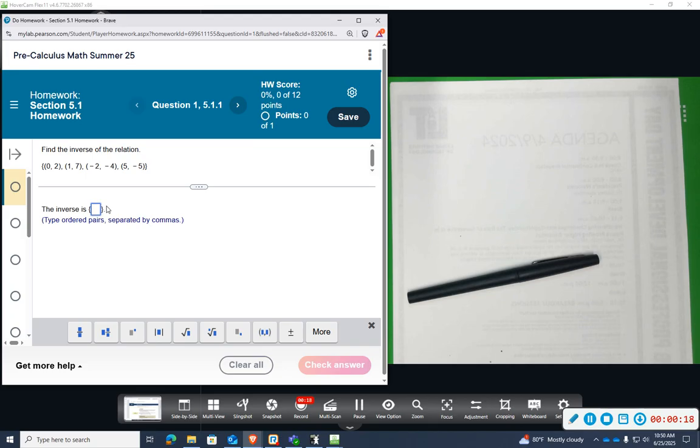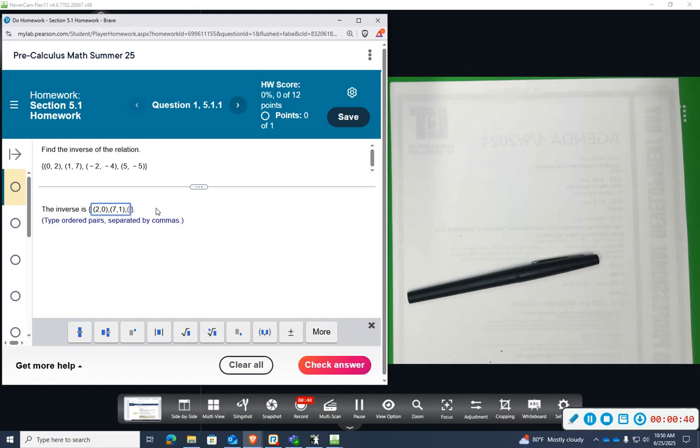We're going to interchange each of the ordered pairs. So instead of (0, 2), we're going to input (2, 0). Make sure you put each one in parentheses and separate with a comma. Otherwise, it will count it incorrect. And the next one, we're going to do (7, 1) instead of (1, 7).